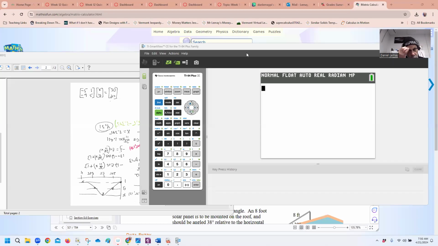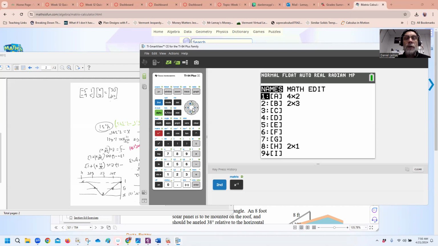So I'm going to show you how to use the matrix calculator, both the TI and then the one on the Math is Fun website, to solve these kinds of linear systems with a matrix equation. So I wrote the matrix equation, and now I've got to get it into the calculator. This is a TI graphing calculator. If you have one, they're a great tool. I mean, don't go out and buy one, of course.